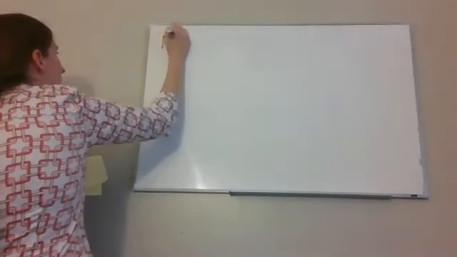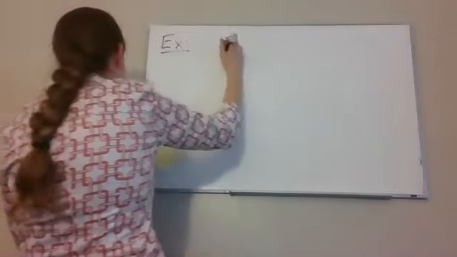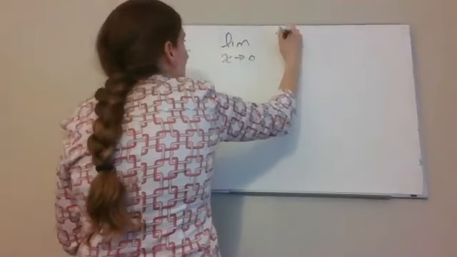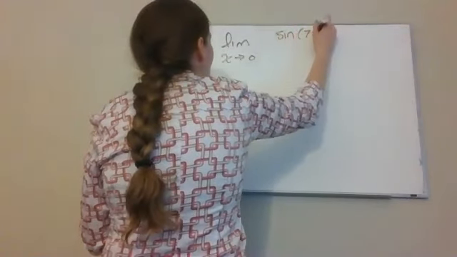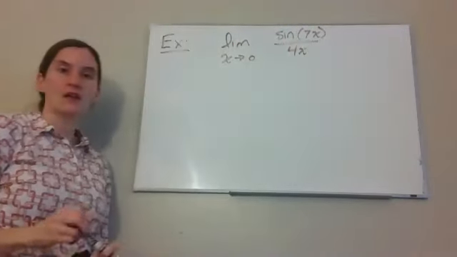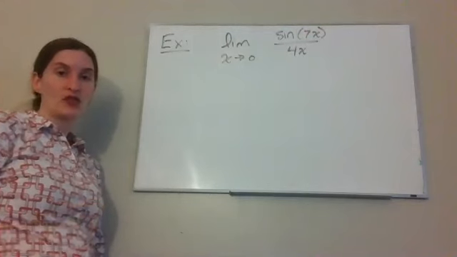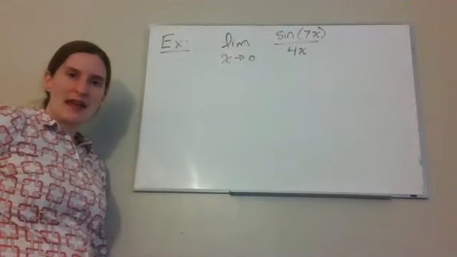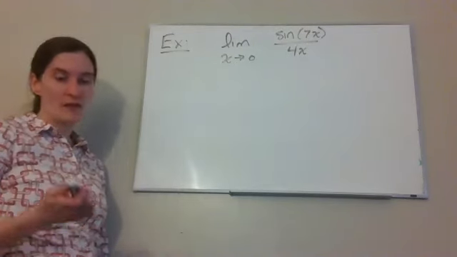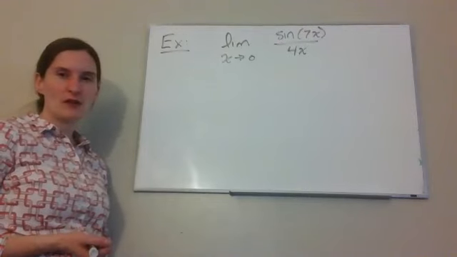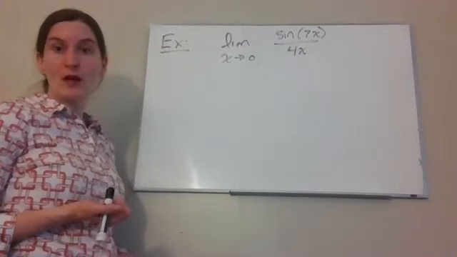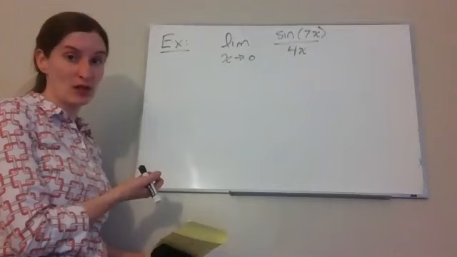So here's a good example. Let's find the limit as x approaches 0 of sine of 7x over 4x. So if I were to try direct substitution on this problem, I would plug in that 0 and get sine of 0, which is 0, over 4 times 0, which is also 0. So that's your clue that there's something else we can do. And we are going to use algebra to finish this problem up. We're going to use algebra and that fact we just learned.